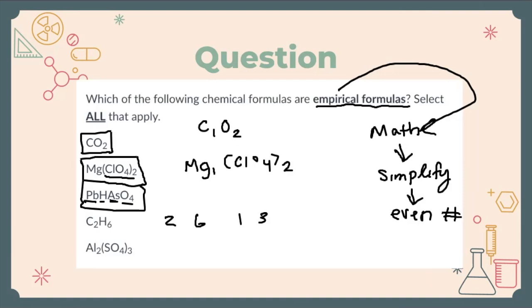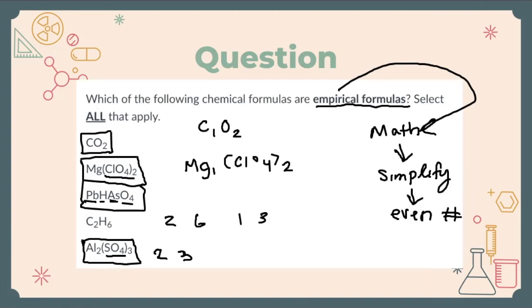Now let's look at our last one. We have aluminum and we have sulfate. Again, this is a polyatomic ion. Do not separate it. It is one whole, and there's 3 of them. So we have 2 and we have 3. There's nothing that can be divided by 2 and 3 to give you a simpler number. So again, this would be considered an empirical format.